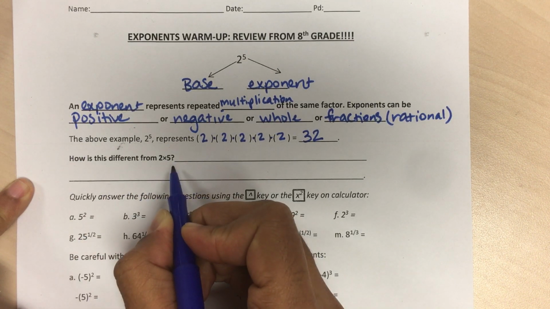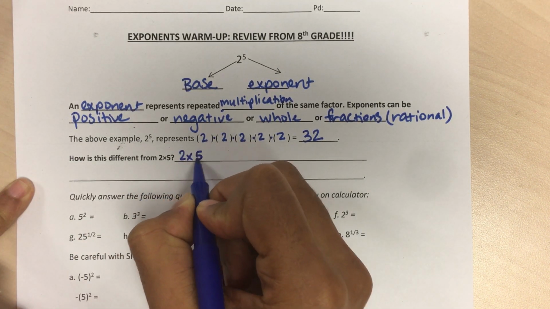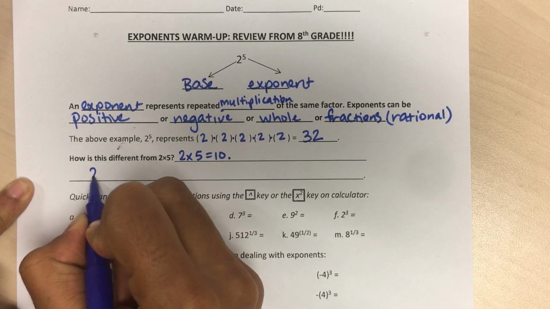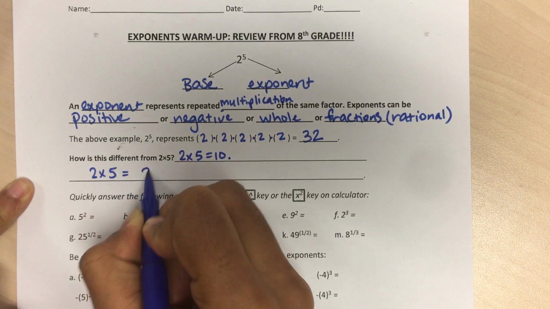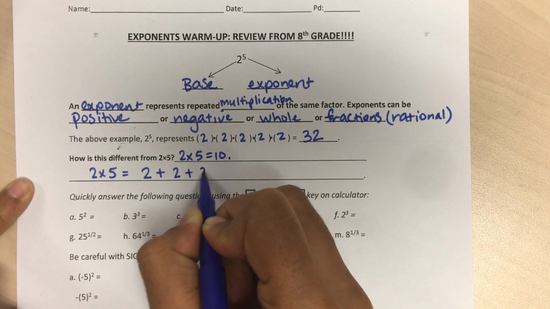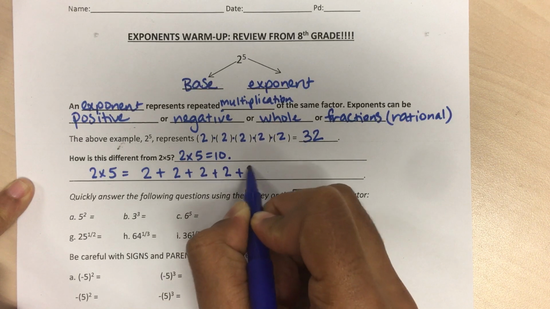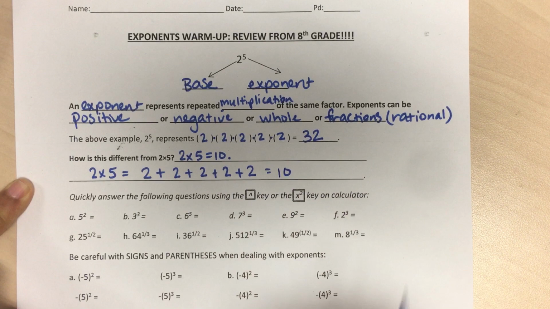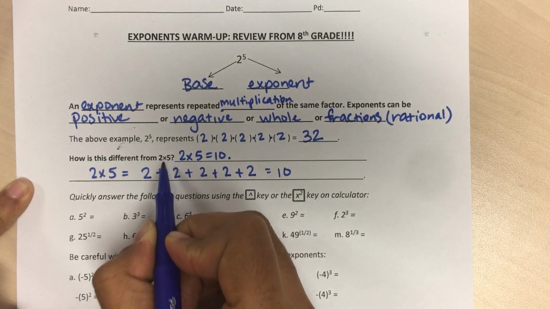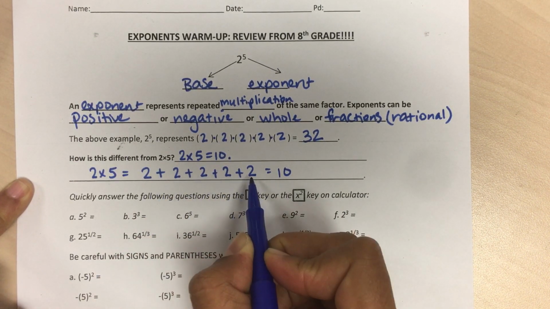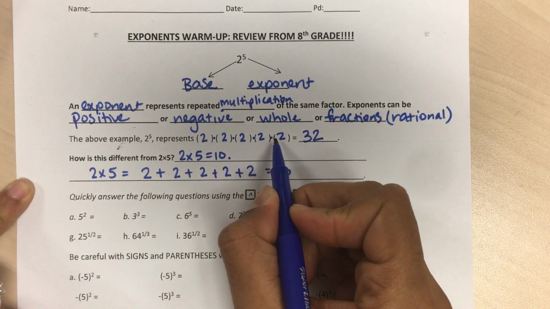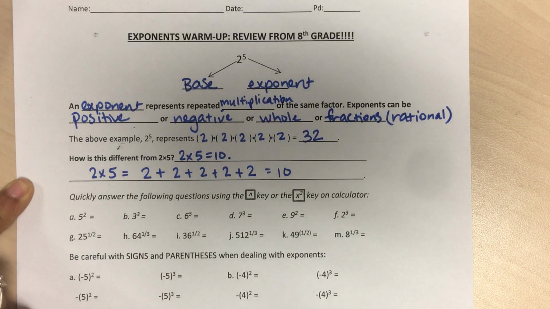How is this different from 2 times 5? Well, first of all, we know 2 times 5 equals 10. But how are they different? 2 times 5 represents 2 plus 2 plus 2 plus 2 plus 2. How many times? 1, 2, 3, 4, 5 times. So we can see that multiplication is addition being repeated over and over again, and we multiply to save time. Well, exponents are numbers being multiplied over and over again, and we use exponents to save time.